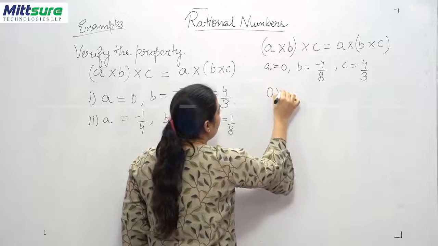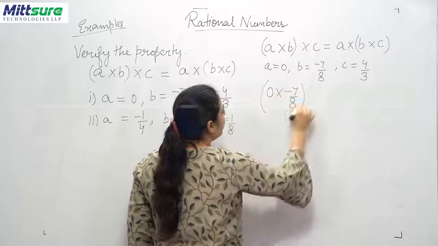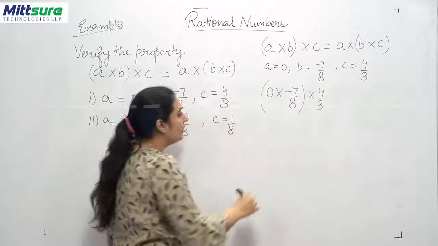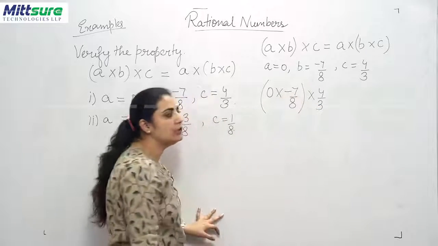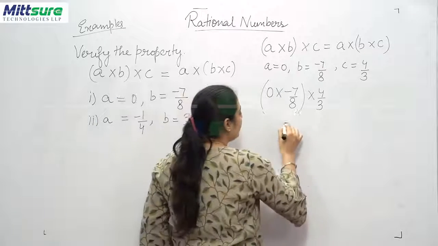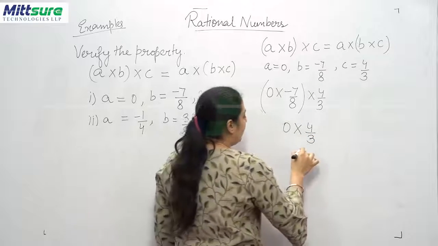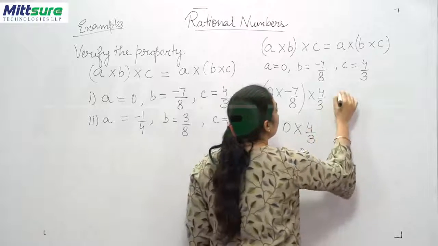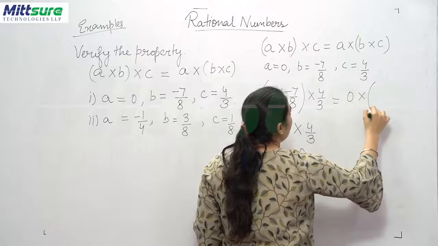So 0 multiplied by minus 7 upon 8, this will be multiplying 4 upon 3. Let's solve this first. 0 multiplied by any rational number, we all know very well, is always 0. So when 0 is multiplied by 4 upon 3, ultimately we get 0. Let's come to the next condition. Here the value of A is 0, which is outside the bracket. Now let's solve.